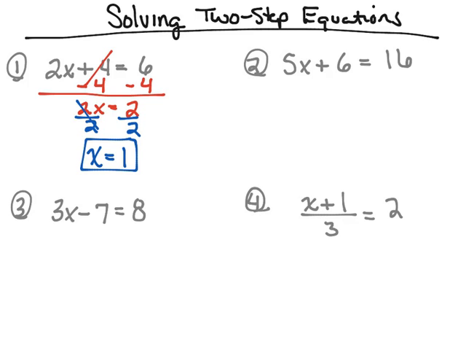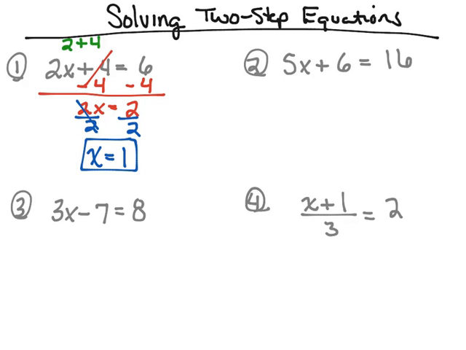Now I do want to point out that we can still check our work here. Notice that if I replace x with a 1, 2 times 1 would be 2, and if I add 2 plus 4, it results in a 6. So it still results in a true statement.